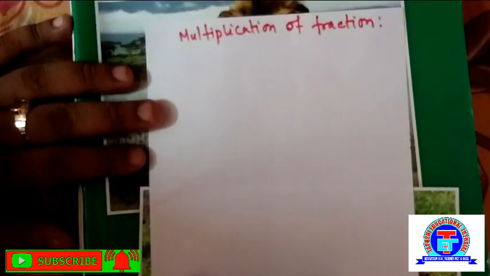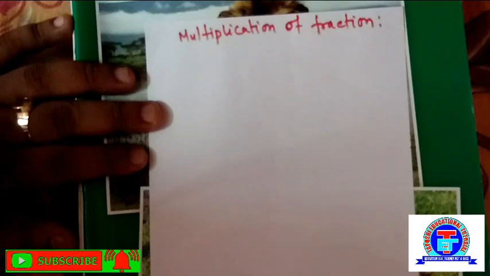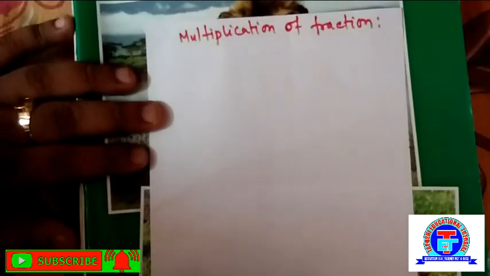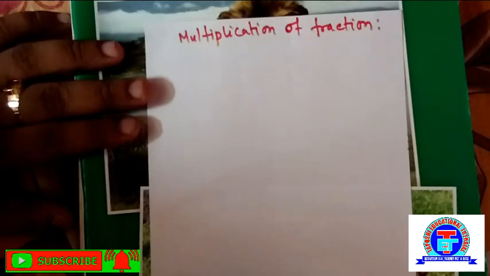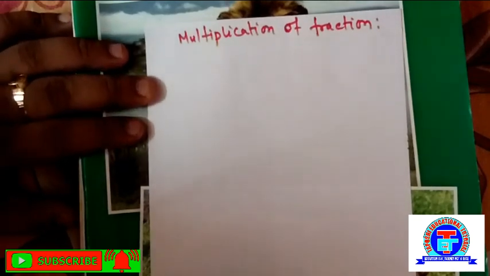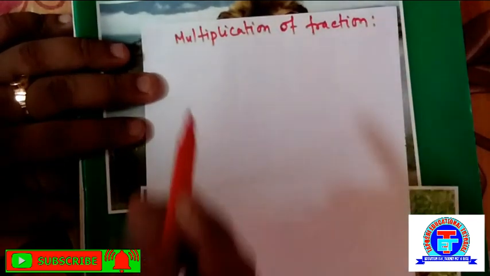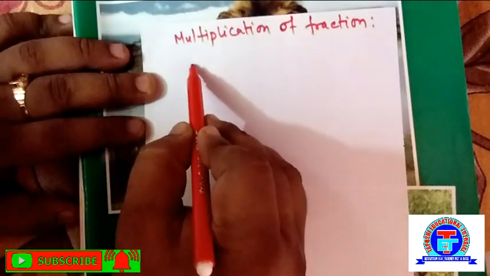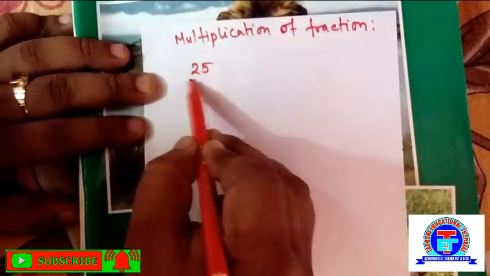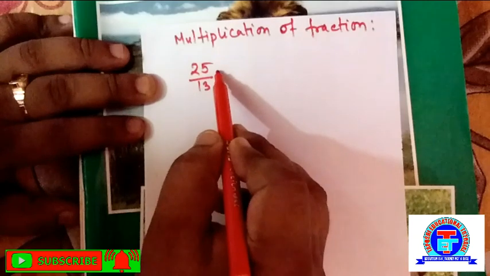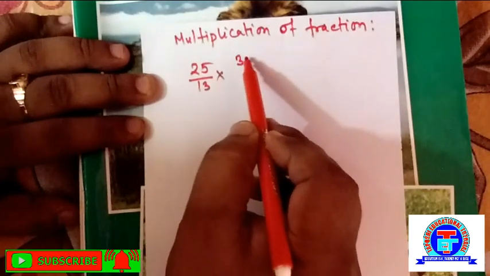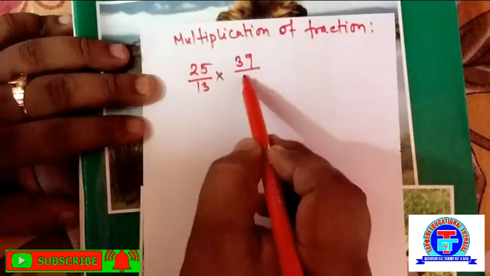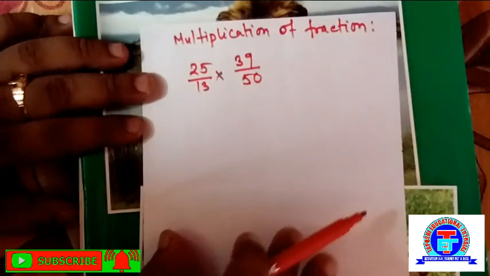Now dear student, here we learn the multiplication of fractions. Multiplication of fractions is a very simple method that we solve here. So first we write 25 by 13 into 39 by 50.